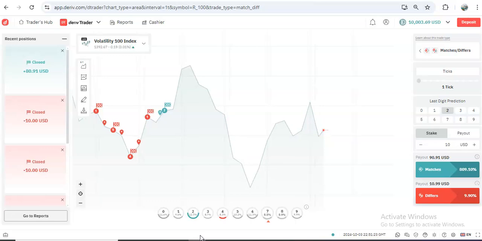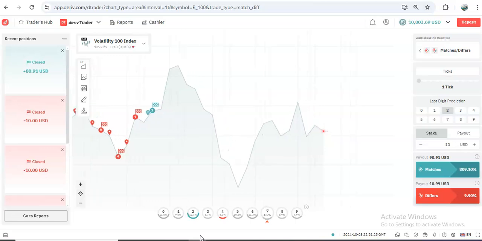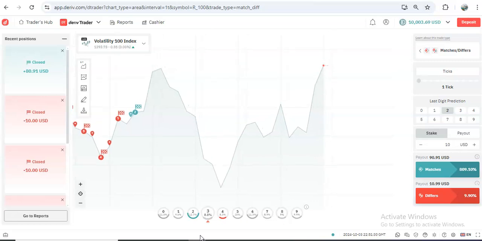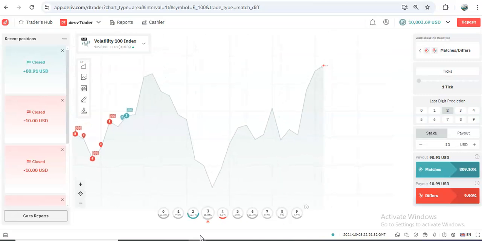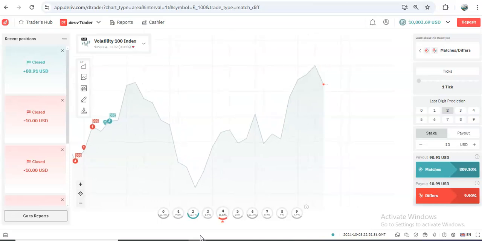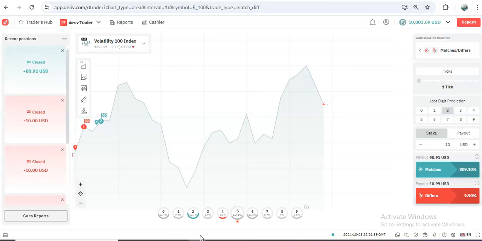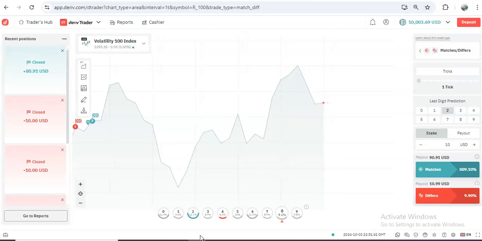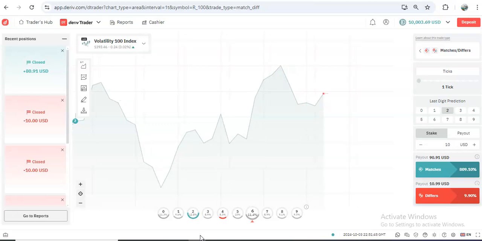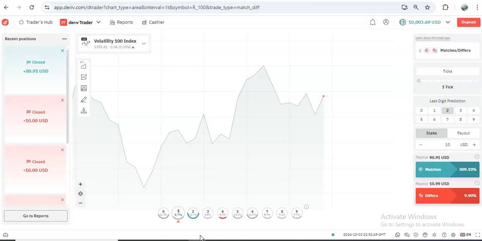You can try this with your demo account, and I repeat, try this with your demo account. You can click continuously because you are doing it manually, but if you want with a bot, you just run it until it gets 1 win. Because for matches, if you get 1 win, it recovers all the loss. So it's just that simple.